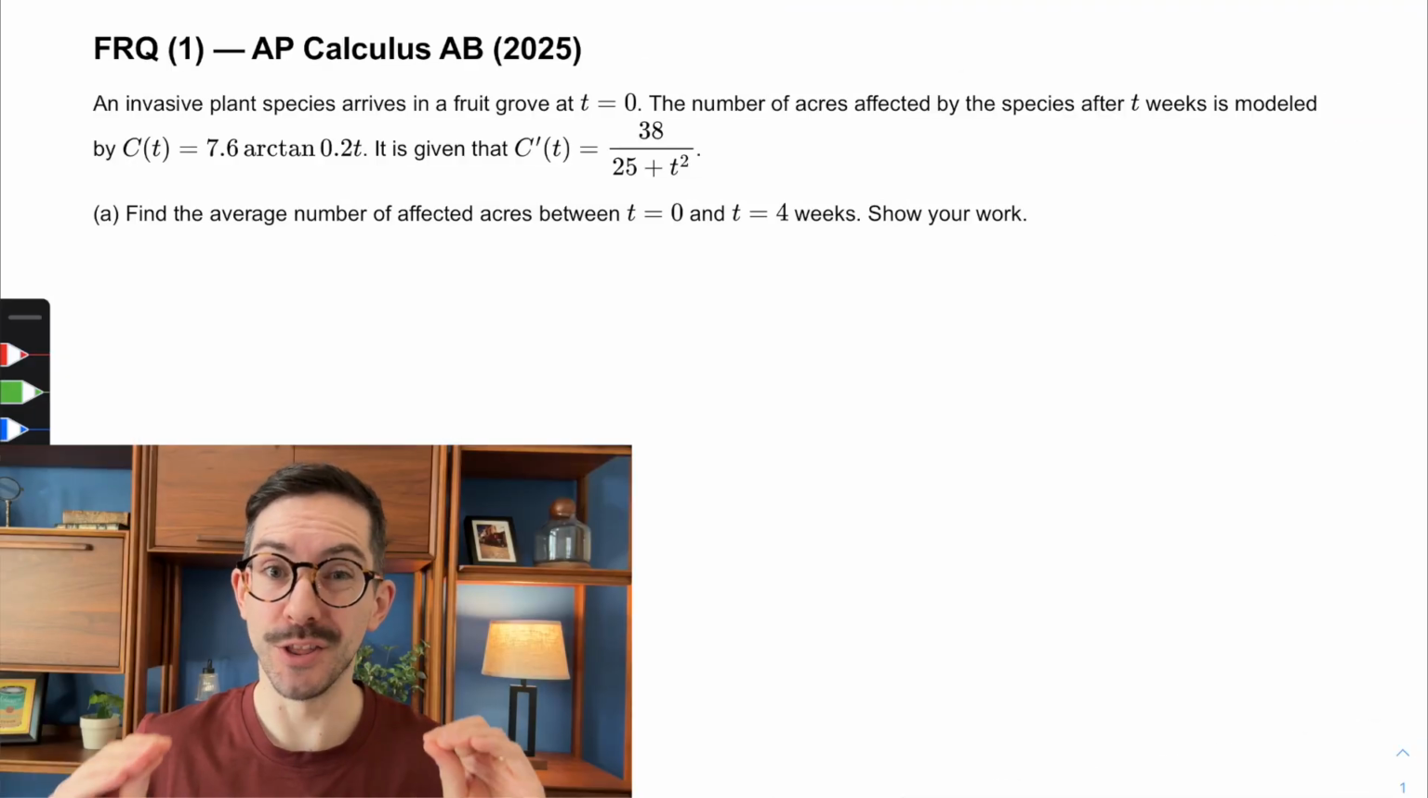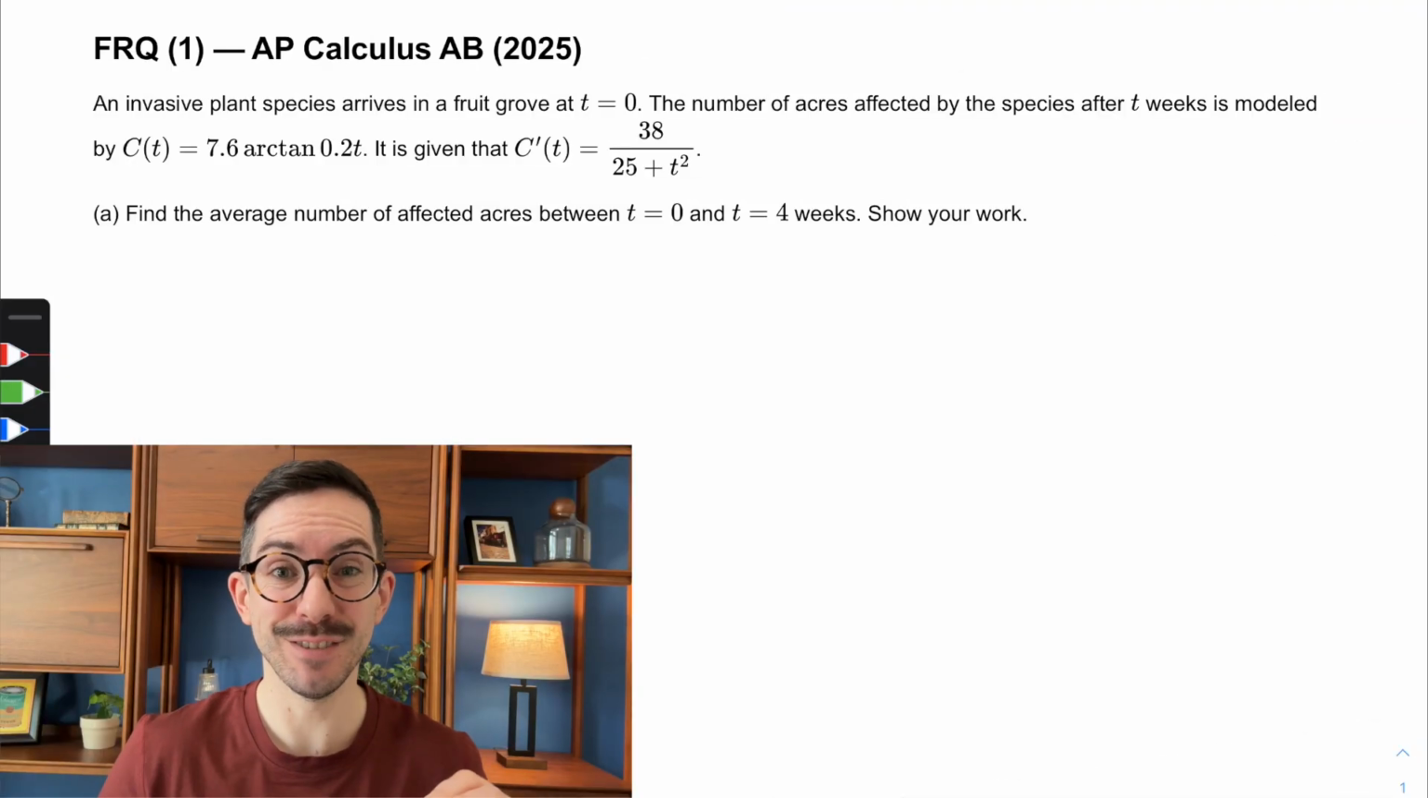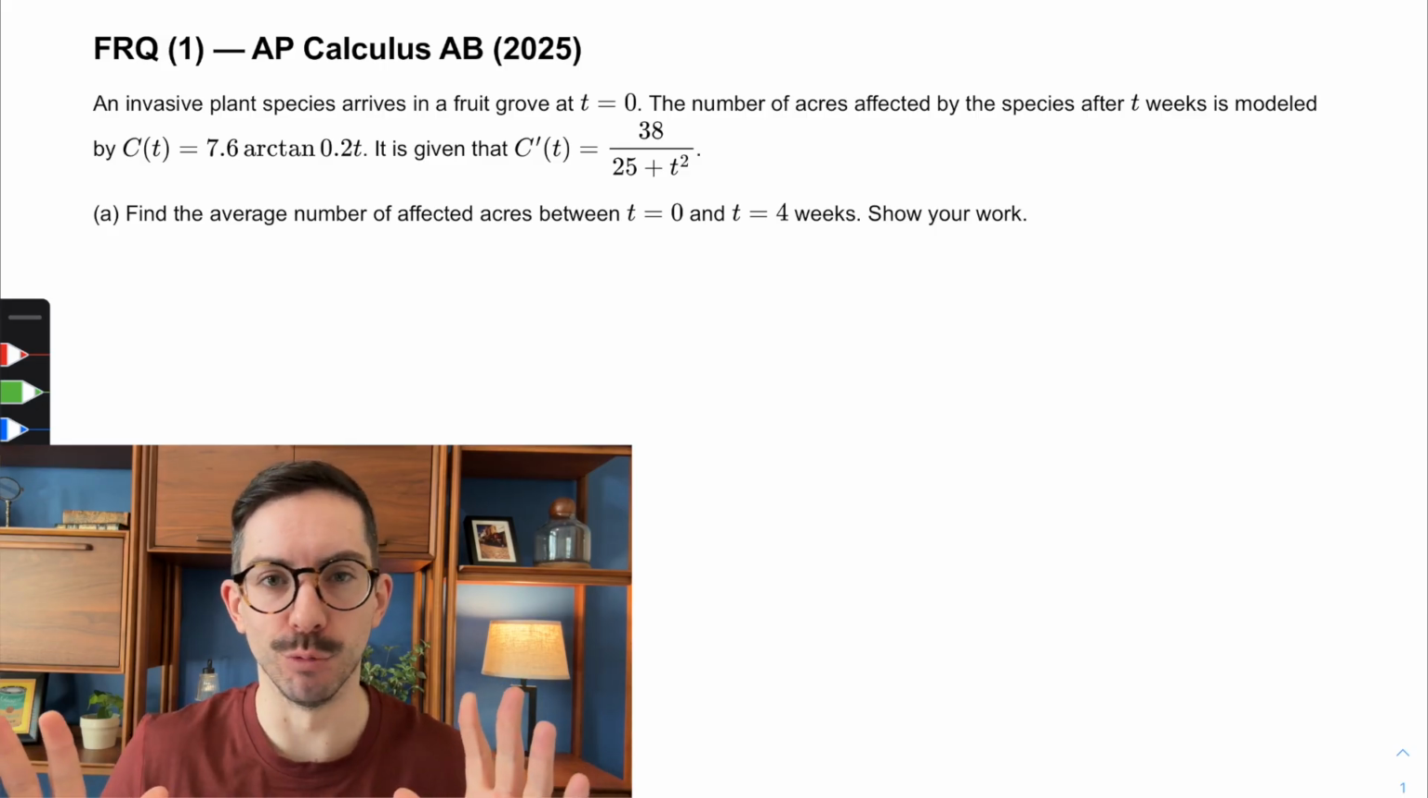Let's run through complete solutions to the first free response question from the 2025 AP Calculus AB exam. Now, this is a calculator active problem, so make sure you have your calculator beside you so you can follow along with me. Let's dive in. Now, this is a word problem, and throughout this question, an invasive plant species is attacking a fruit grove, and we need to figure out what's going on.